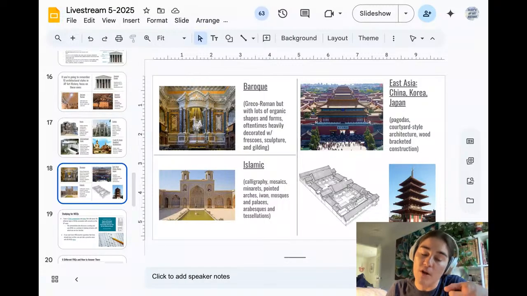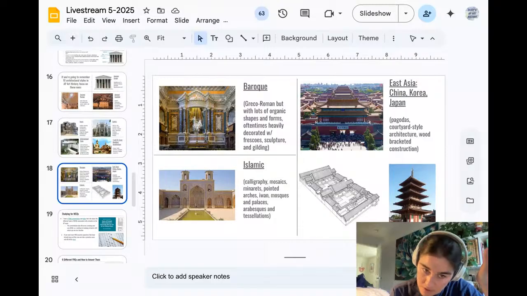There's also a lot of pointed arches as well as elements of mosque architecture, even in places that aren't mosques. So, for example, you will see minarets on the Taj Mahal, right? It's not a mosque, it's a tomb, it's a mausoleum, but it has these minaret-like structures, right?